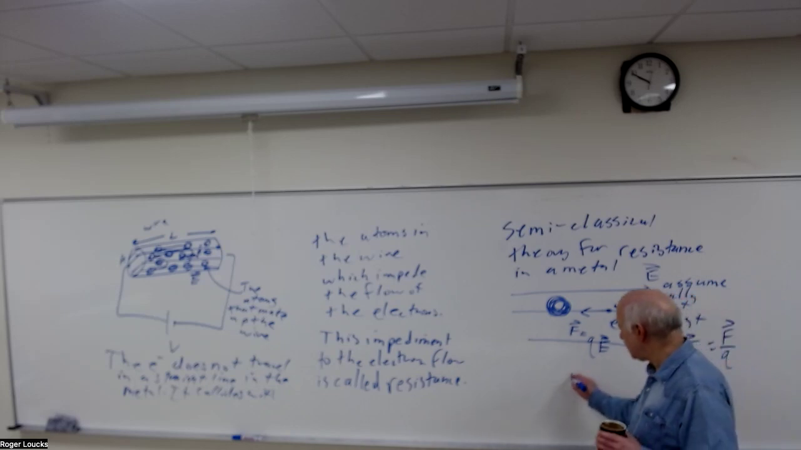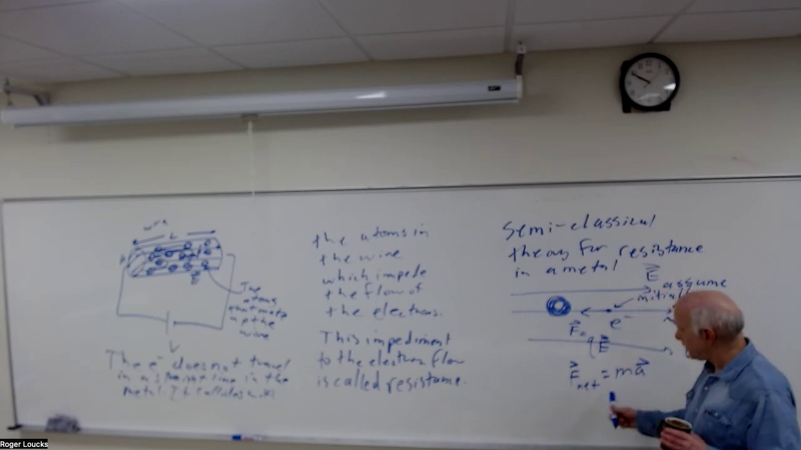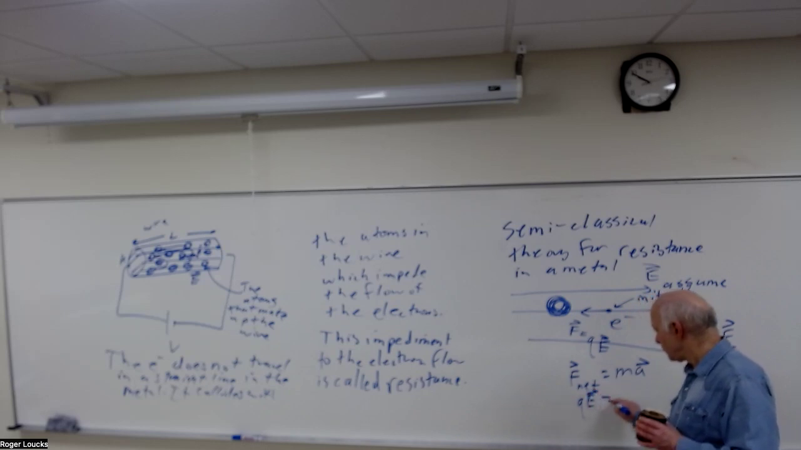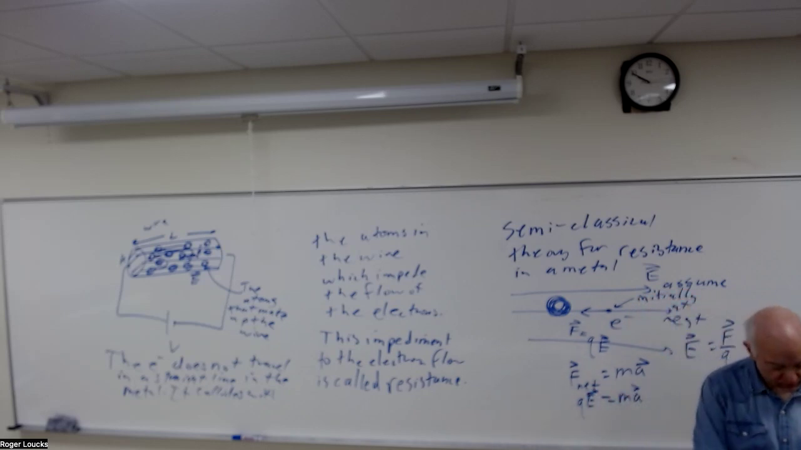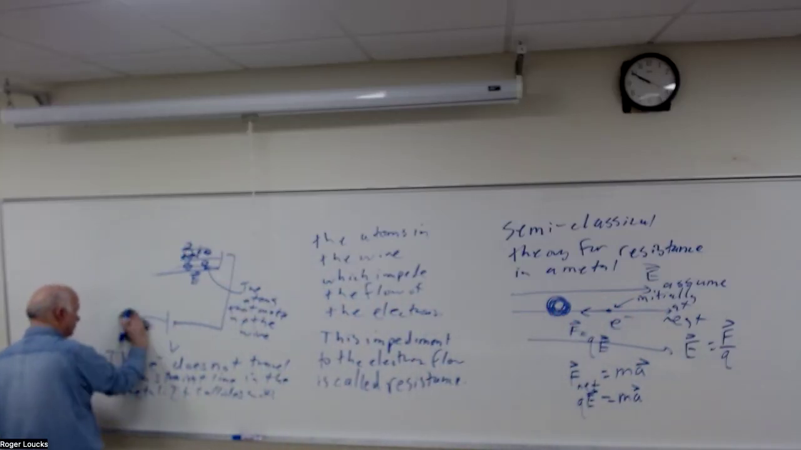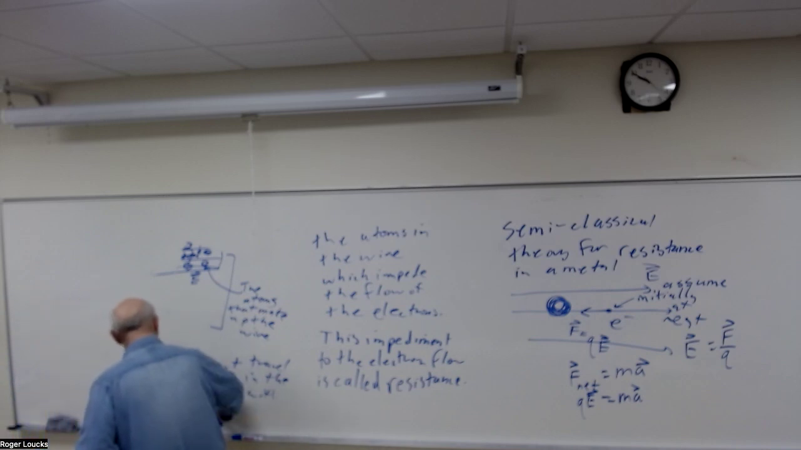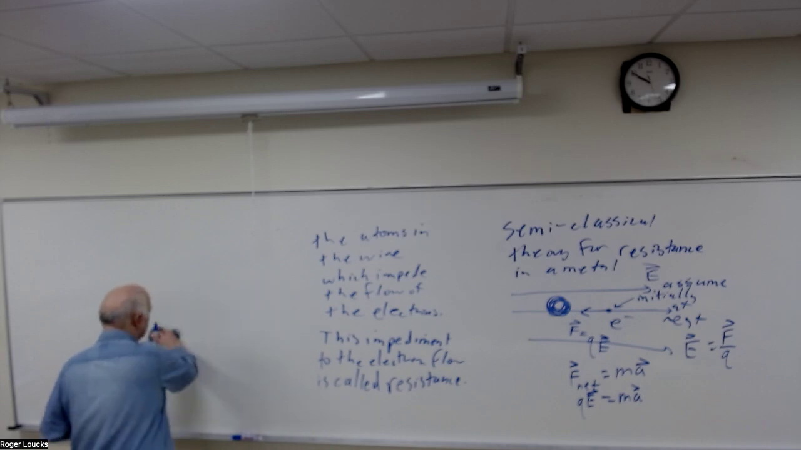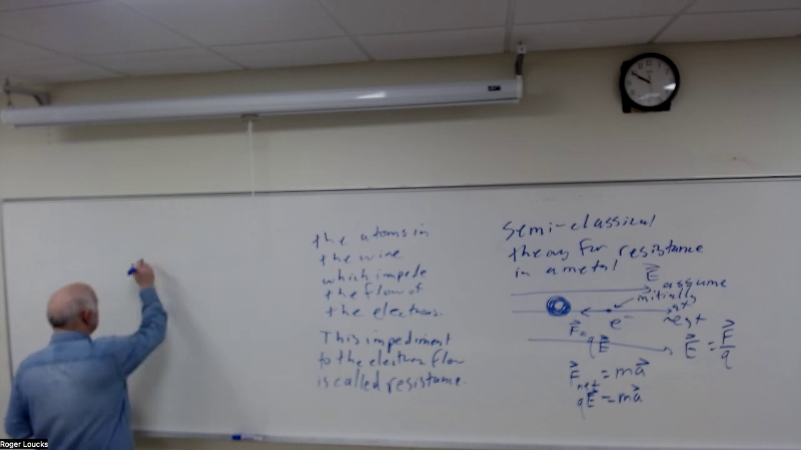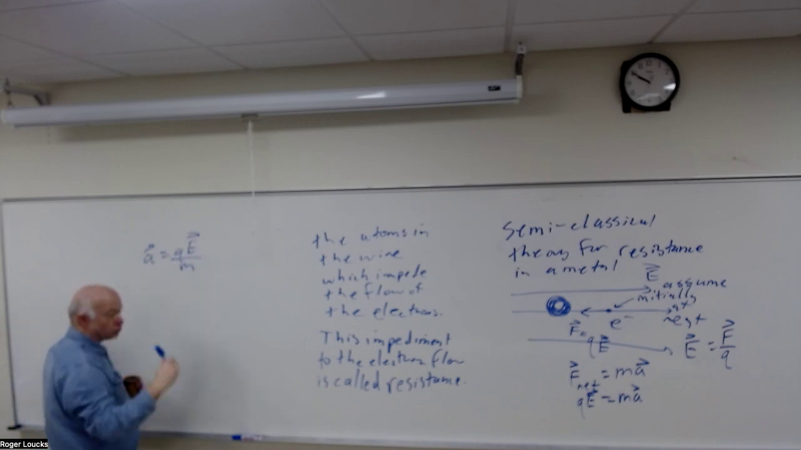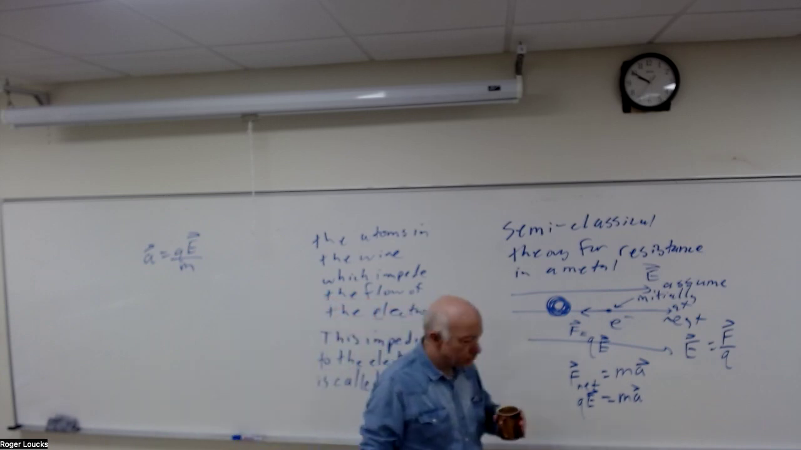Now if I do F equals MA, I can take my little force, put it in here. This is my QE. This is my MA. That's what I have. A equals QE over M. We had that expression in lab too, last time.